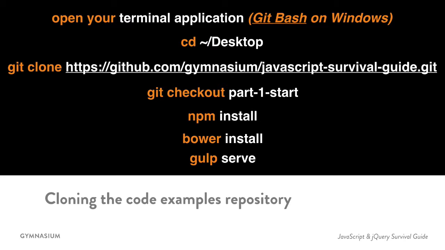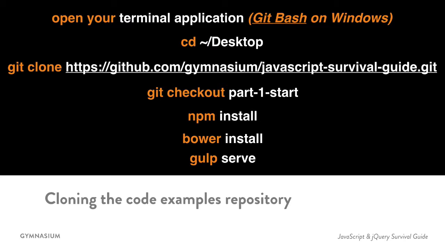Setting up our code examples will be simple. Using a terminal application, or git bash on Windows, you'll first move to your desktop directory, and then download the code from GitHub, an online service that hosts Git repositories. This is accomplished by typing git space clone, followed by the repository URL.